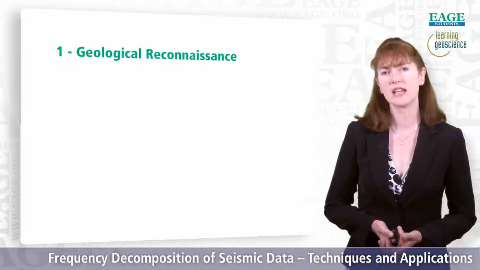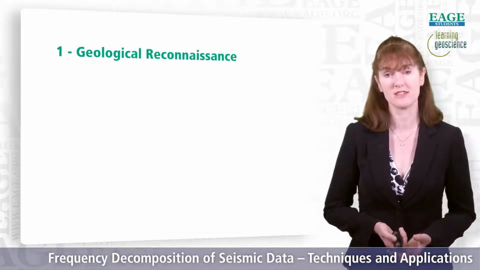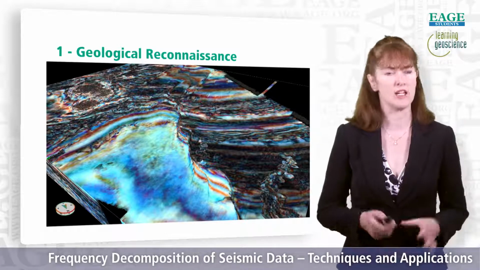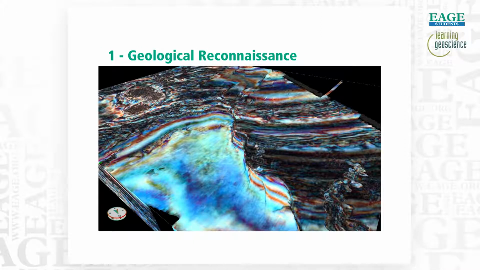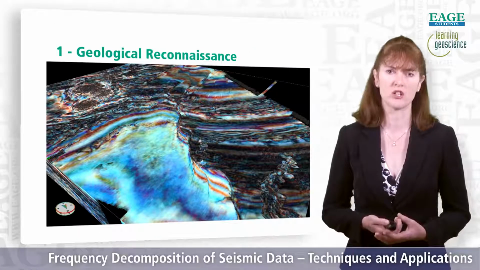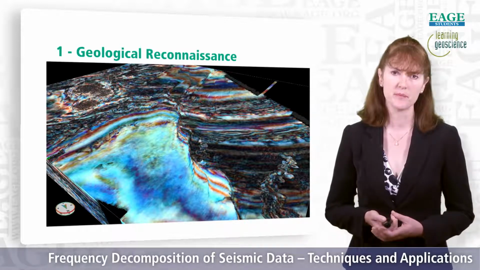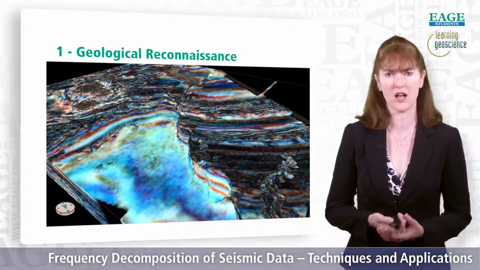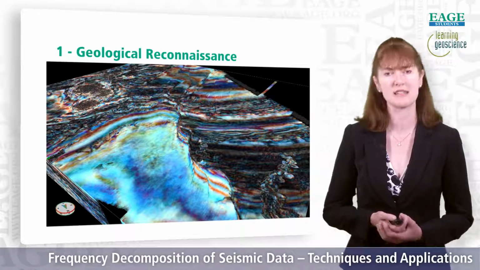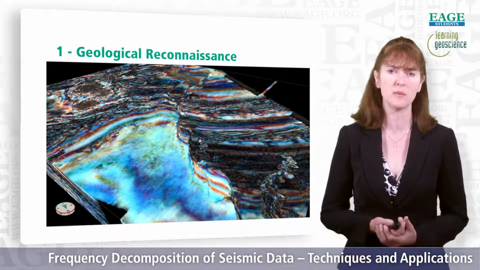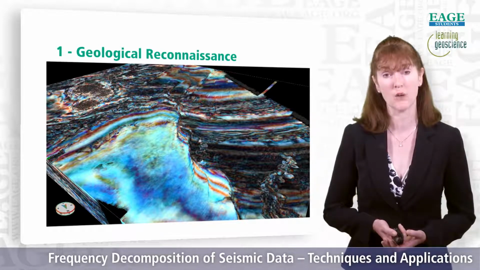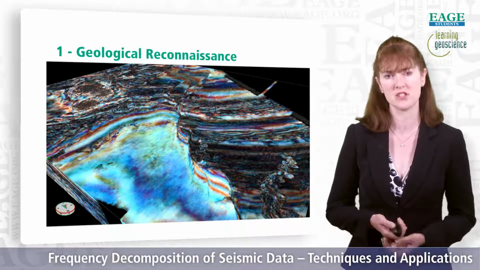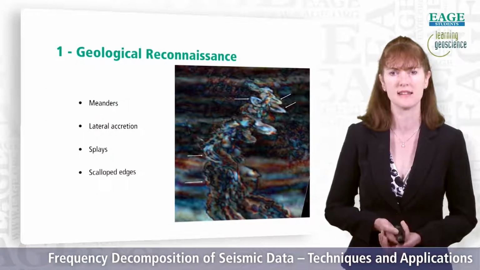So the first is looking at geological reconnaissance. If you've got a new area that you're looking at, you've got a large data set and you want to know what's going on in there, frequency decomposition and RGB blending is a really good way of revealing the geology, of showing you what's going on. So we have an RGB cube here, and we're looking at a time slice just through the middle of the cube. This is about 1,000 square kilometers, and I'm just going to show you some of the features that we can see in this one data set.